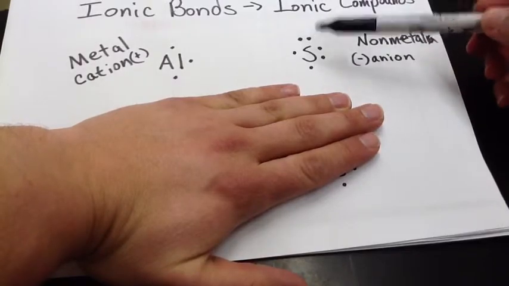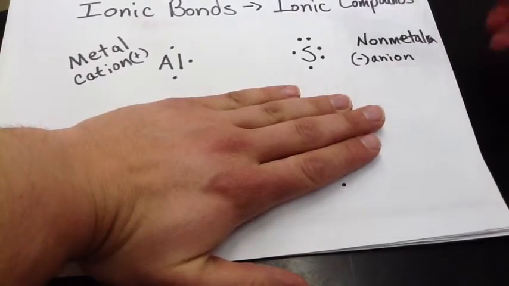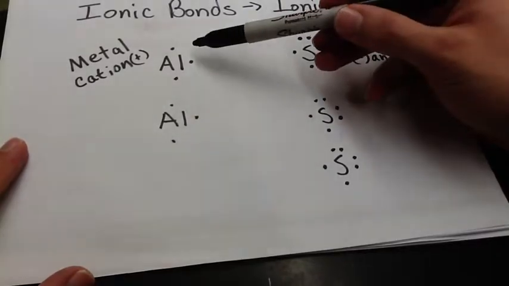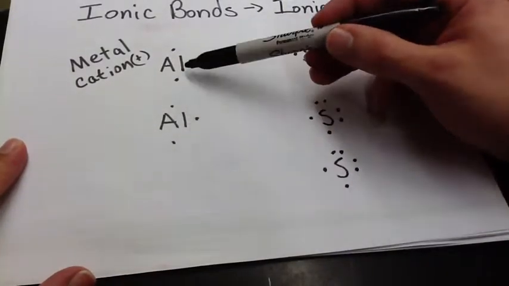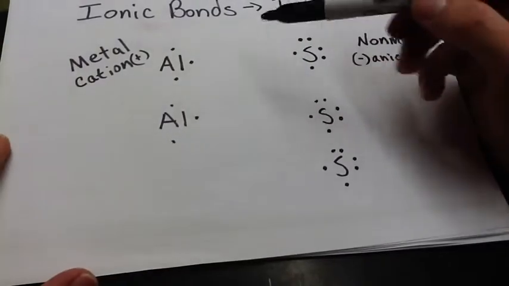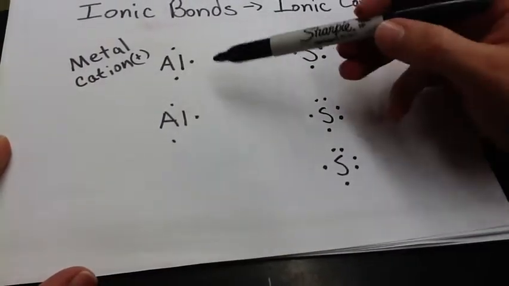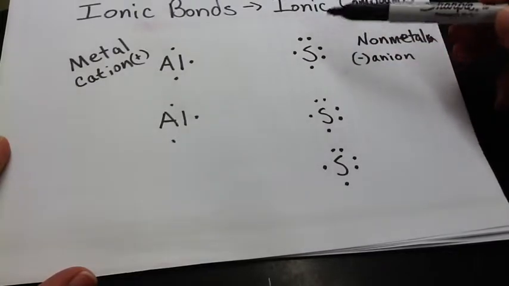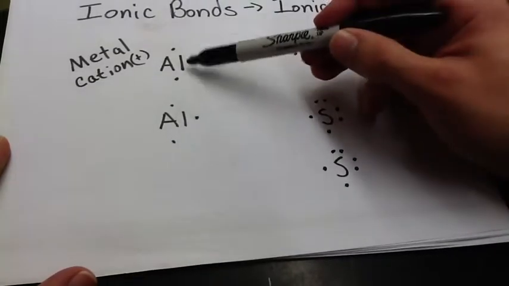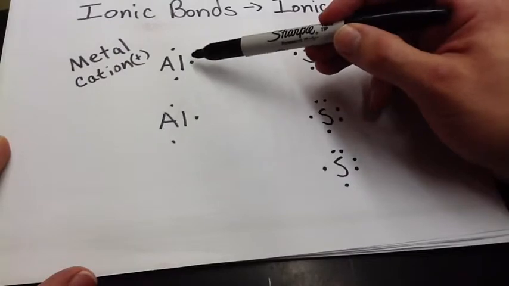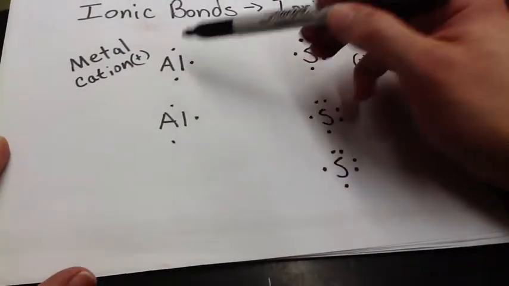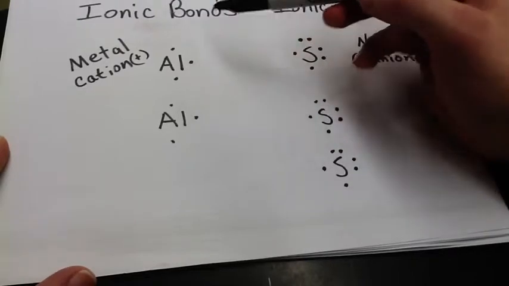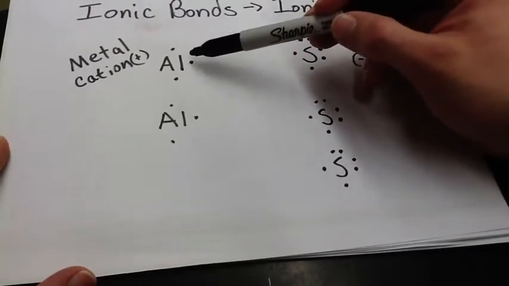To do that, and we'll show you here in a minute why we need all these, we need 3 sulfur and 2 aluminum. Now what's going to happen in our ionic bond, aluminum is going to give up its electrons and give them to sulfur. That's what makes him positive. He's getting rid of negative electrons. That will make him positive, and he'll like that because he'll have an electron configuration like a noble gas.